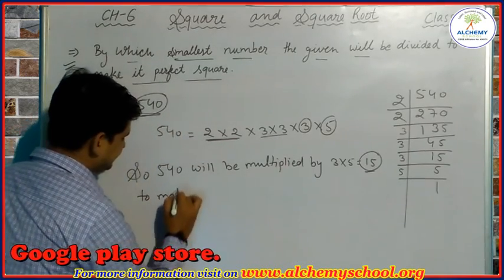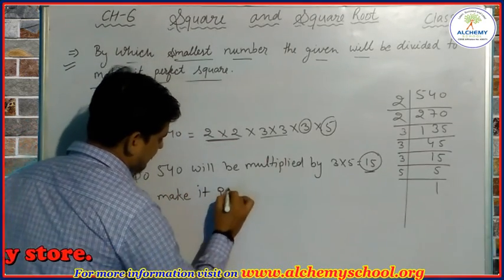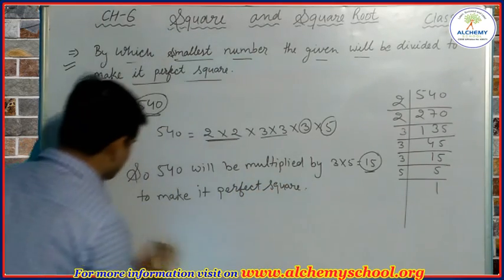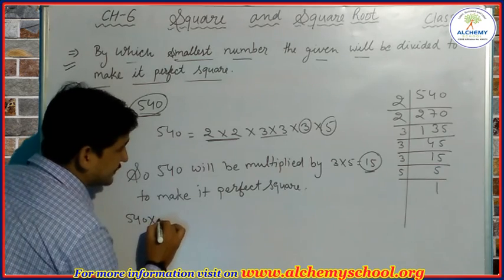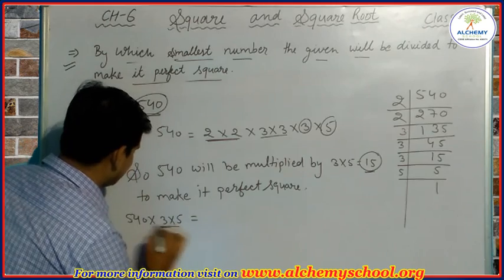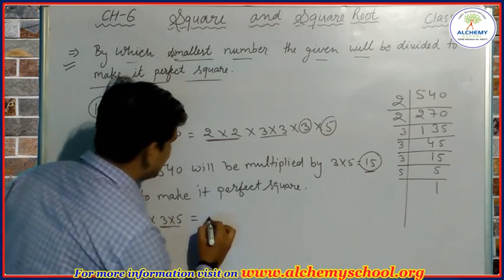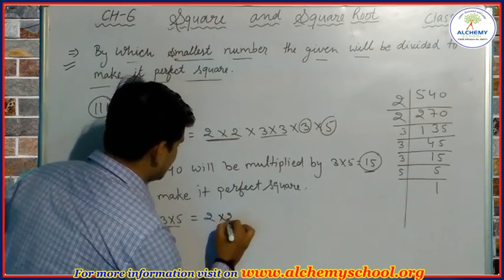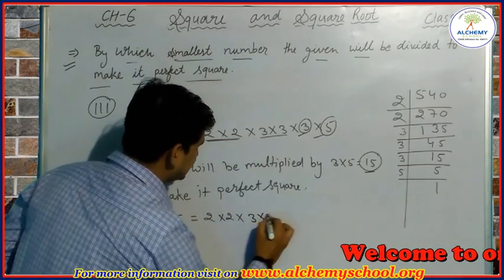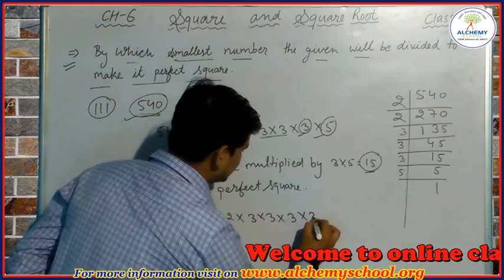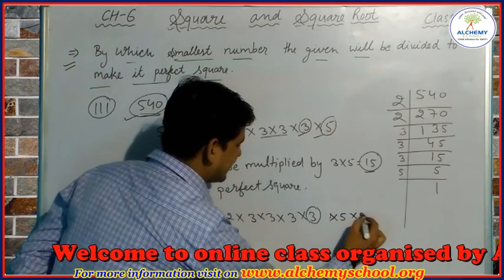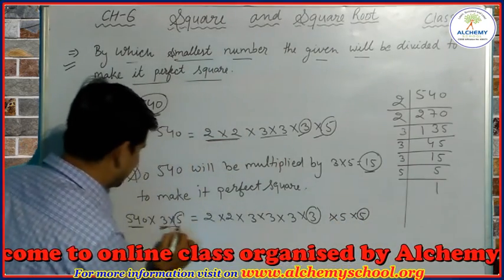Okay, so 540 is multiplied by 3 and 5. Okay, and when we multiply 540 by 3 and 5, we will write here, we have to make the pair of this 3 and this 5, 2 into 3 into 3 into 3 into 3. This is the extra 3 that we have multiplied here. This is 5 into 5 and this is the extra 5 that we have multiplied here.